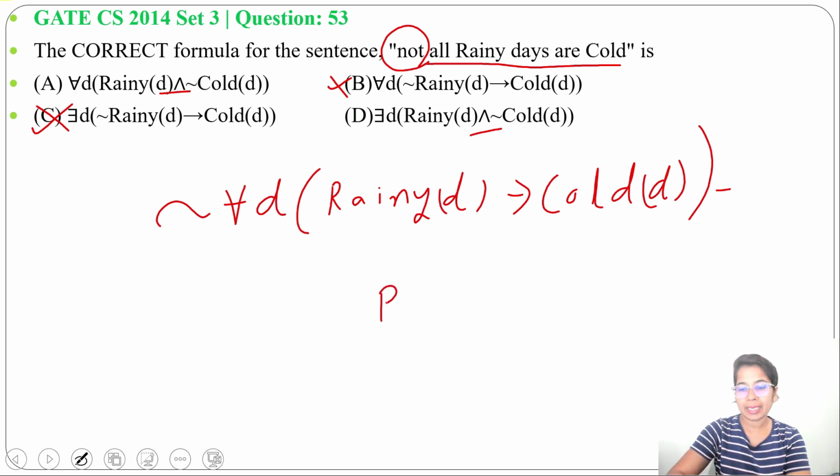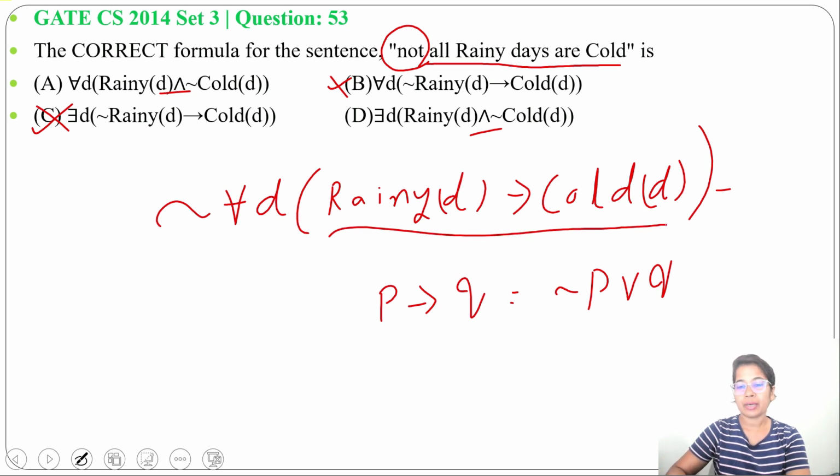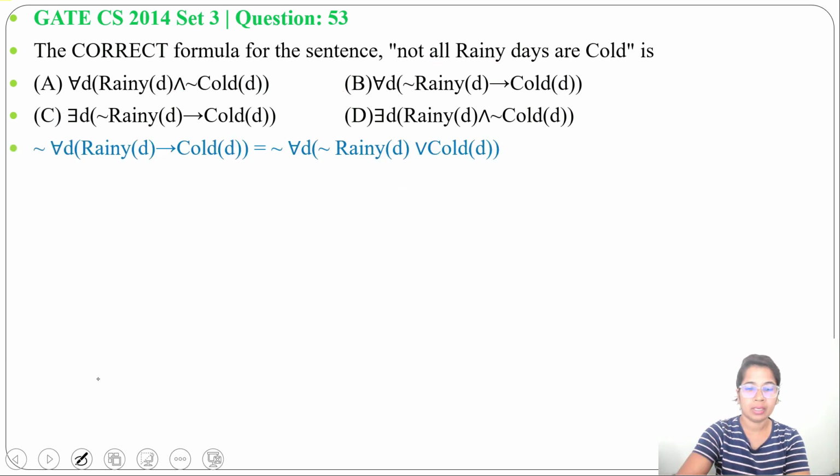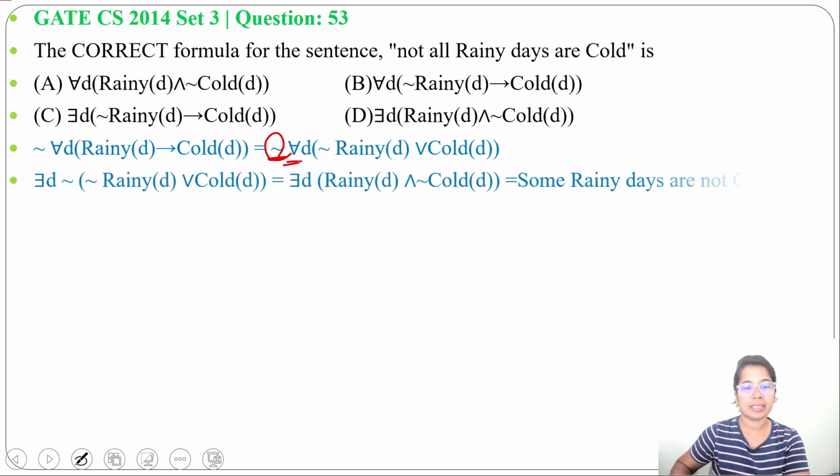We know P implies Q, that we can write as negation P or Q. So this rainy day implies cold day, that we can write as negation of rainy day or cold day. Now we can take this negation symbol inside. When we take this negation symbol inside, this universal quantifier will change to existential quantifier. So it will be there exists D, the negation of negation rainy D or cold D.